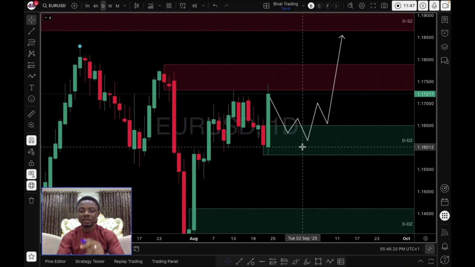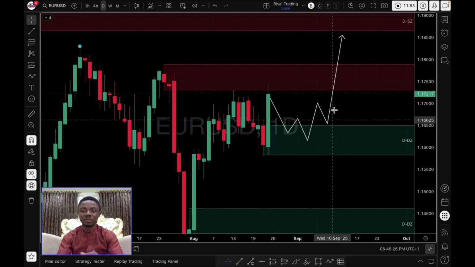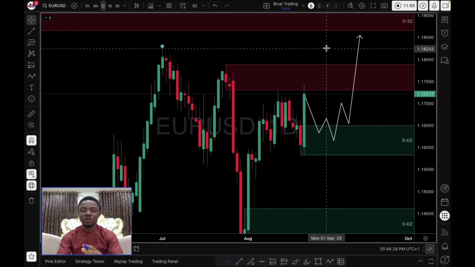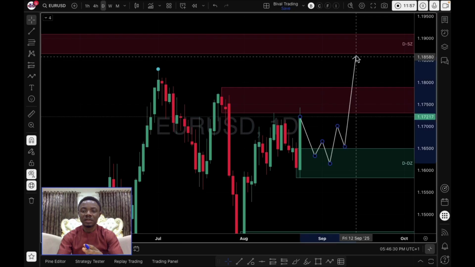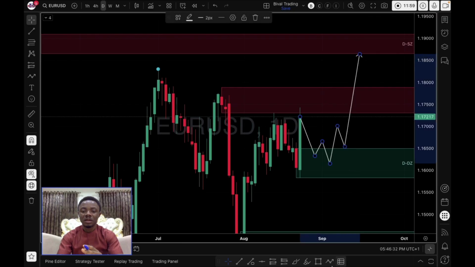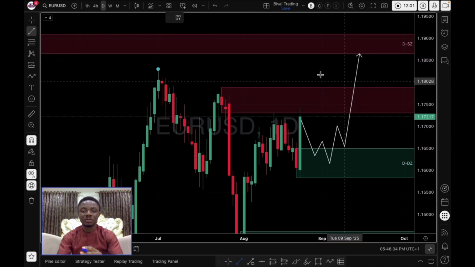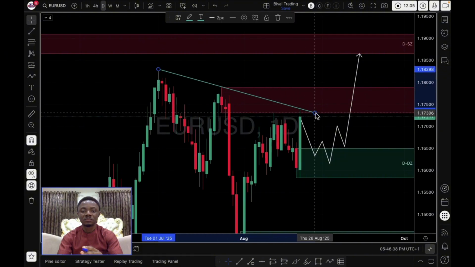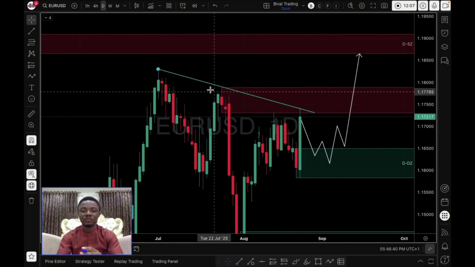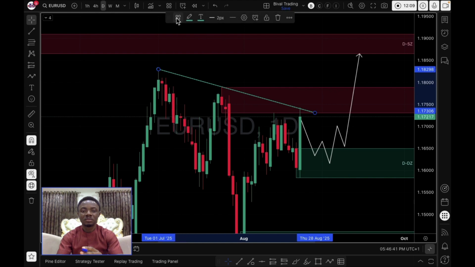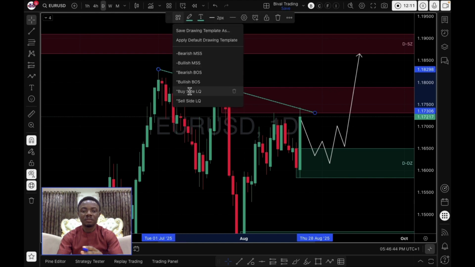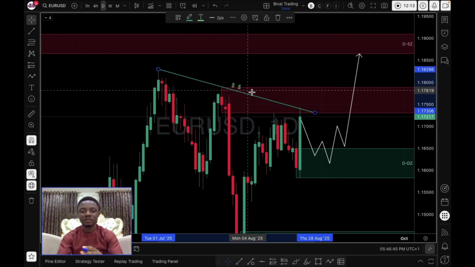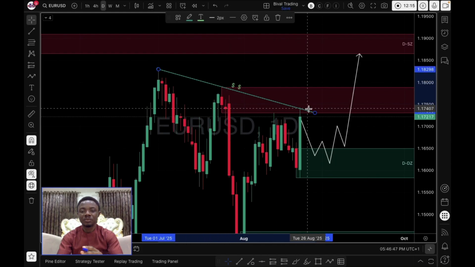If price should trade back into this demand zone, I will wait for confirmation on the lower time frame. If I see confirmation, then I will long. If I long, we'll have this supply zone up here to target. And the reason why I should target that zone is because of what? If you look here, we have this trend line, of which there is so much liquidity lying above that high. These are trend line liquidity.